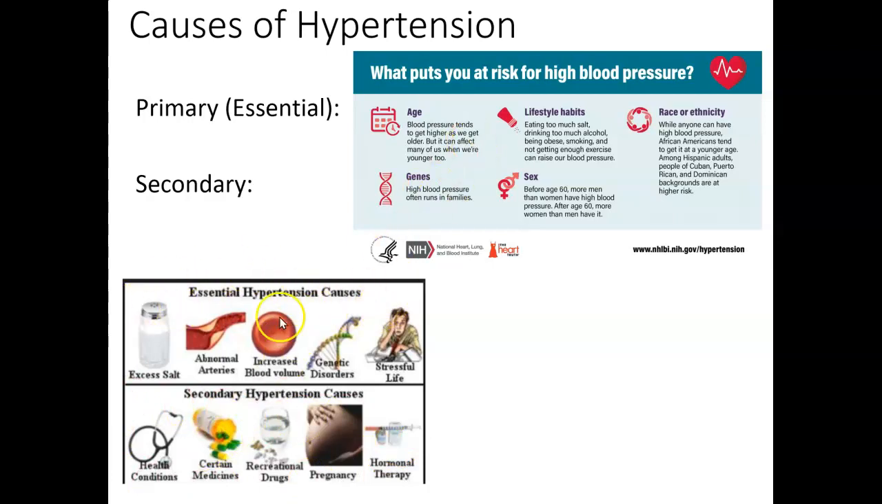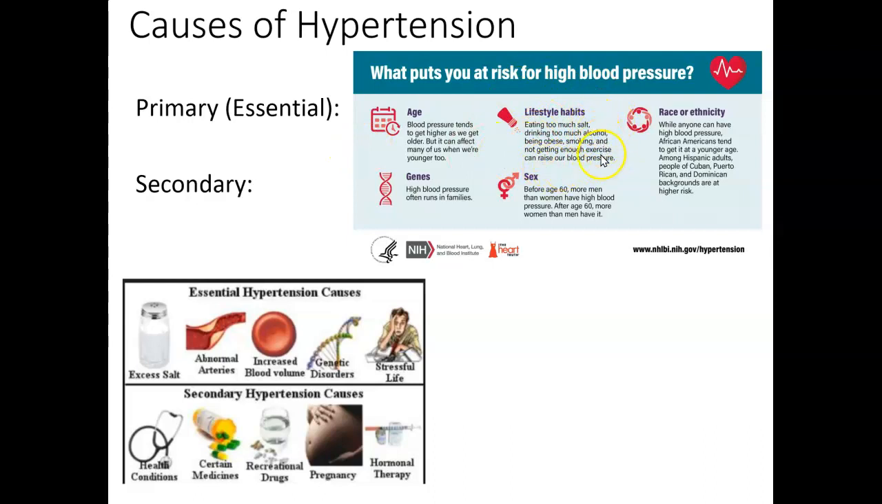Primary or essential, though, you can see these risk factors, which I'm sure you're aware of most of these. So when we're looking at primary, one issue is aging. Typically, as we get older, our blood vessels are less elastic, and so you can have higher blood pressure. Lifestyle, huge, right?